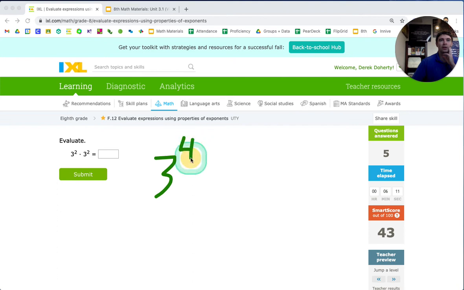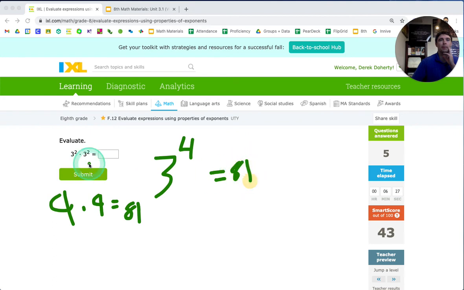So 3 squared times 3 squared is the same thing as 3 to the 4th. Or you could really just think of this as 9 times 9, because that's what 3 squared would give us. And 9 times 9 is 81, just like 3 to the 4th is 81. So our answer here is going to be 81, kind of no matter how I think about this problem. Two different ways. I should have used different colors, but two different ways we could see why this is 81.